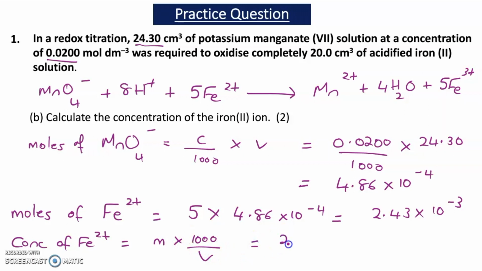You times it by 1,000 and you divide it by the volume of Fe2+, and the volume of Fe2+ is 20.0. So it would be 2.43 times 10 to the minus 3 times 1,000 over 20, and that will give you a concentration equal to 0.122 moles per decimeter cubed. Now if you had the correct moles of Fe2+, you get 1 mark, and if you had the concentration correct, you get the full 2 marks.